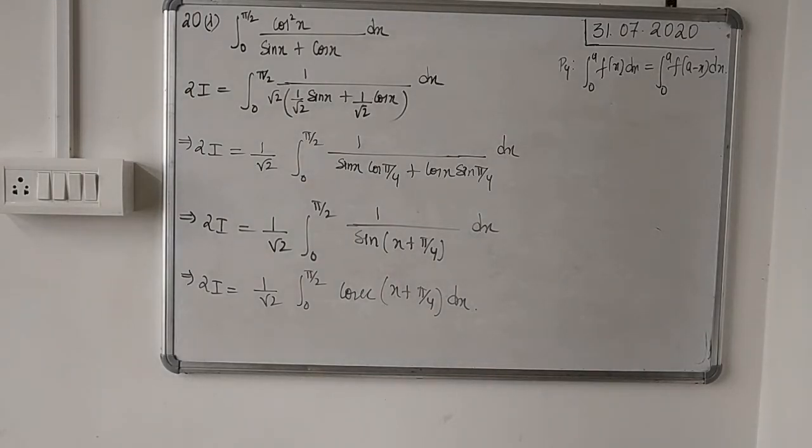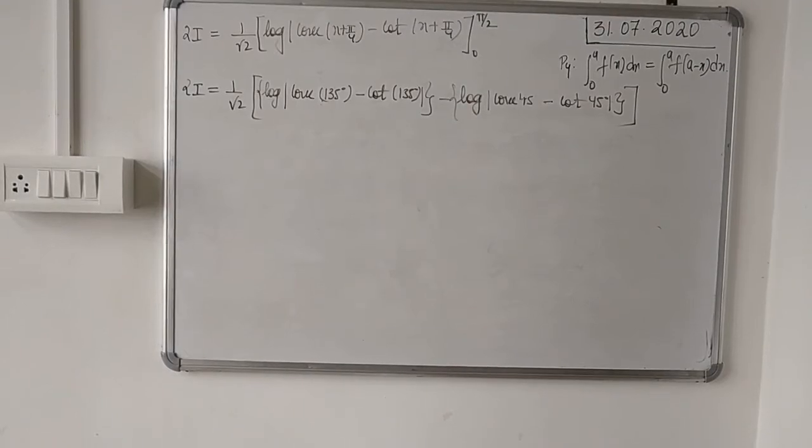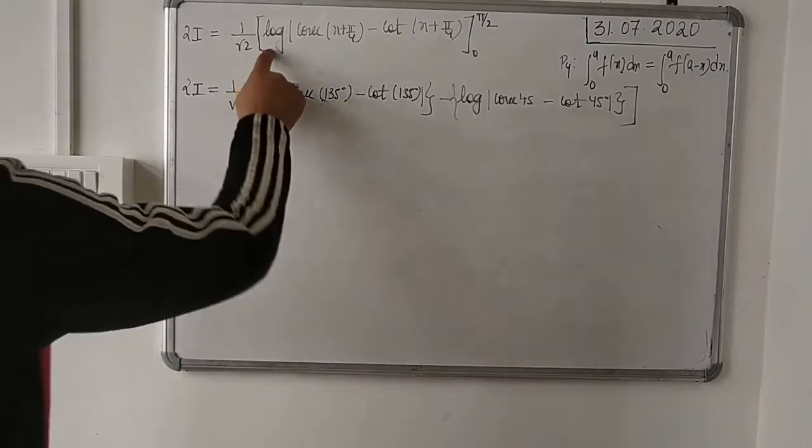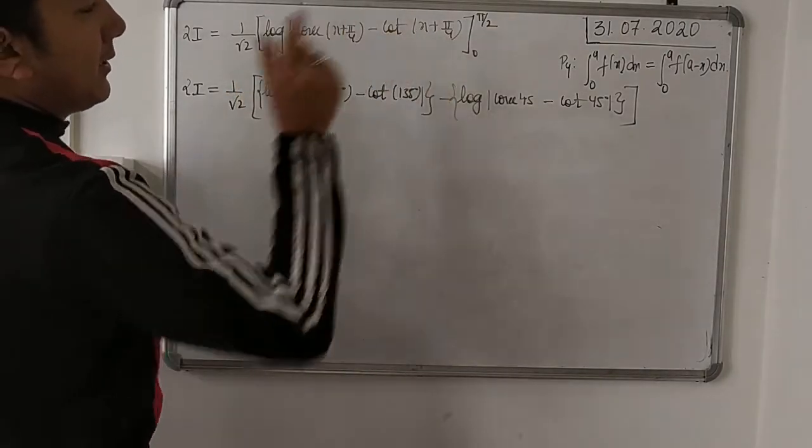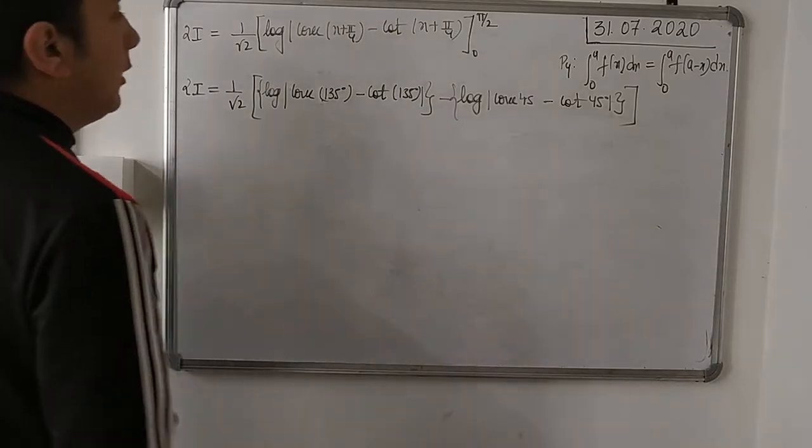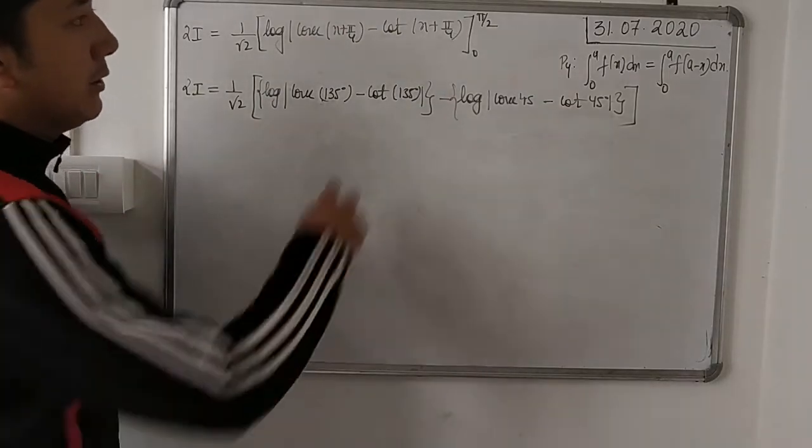So pause the video till here and note it down. Okay, we know the formula for integration of cosec x. Integration of cosec x is log of cosec x minus cot x, isn't it? Okay, now what we need to do, we need to put the upper limit and lower limit.